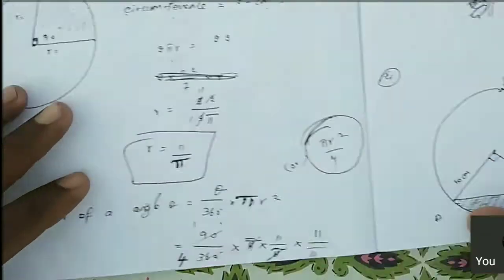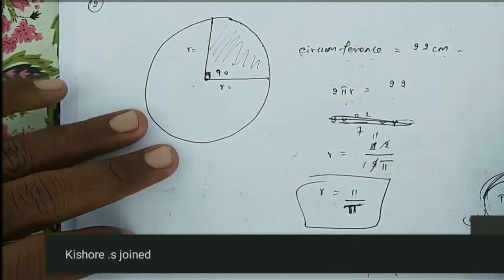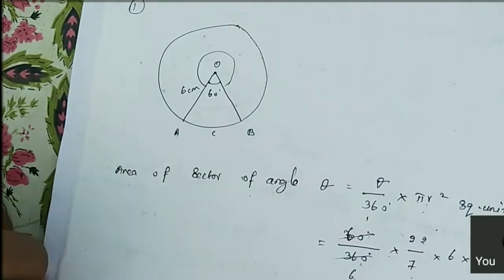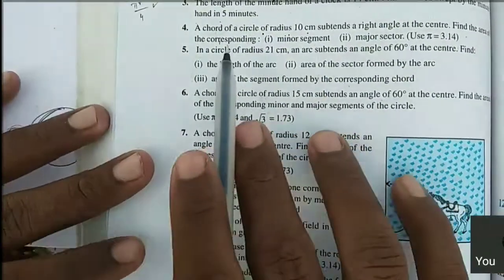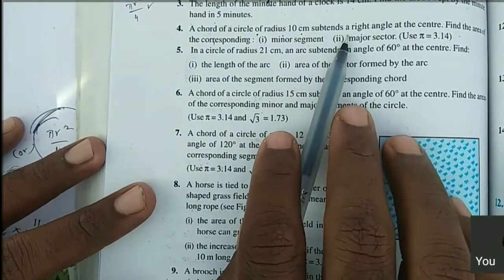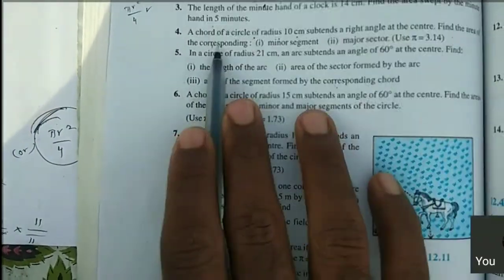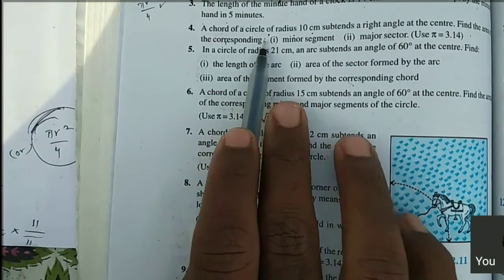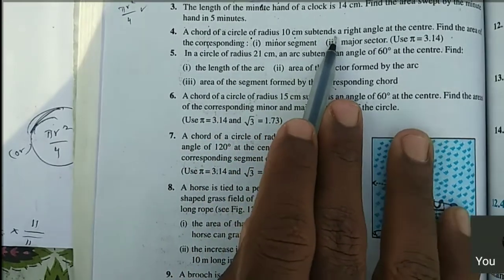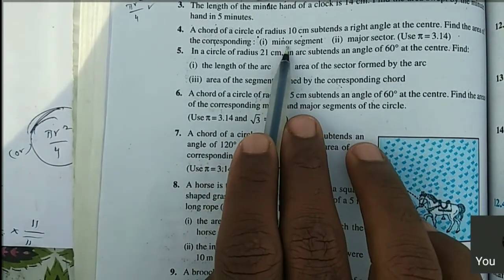Here, can you tell me what is the subtended angle? 90 degrees. Here what is the subtended angle? Very good. The same way, they have given a subtended angle. So the chord of a circle of radius 10 centimeter subtended a right angle at the center. Subtended right angle, so it is 90 degrees. Find the area of the corresponding minor segment and major segment. A chord of a circle of radius 10 centimeter subtended at a right angle at the center. Find the area of the corresponding minor segment and major segment.